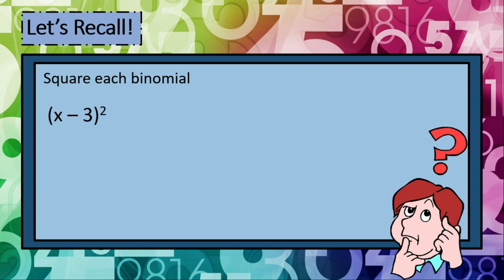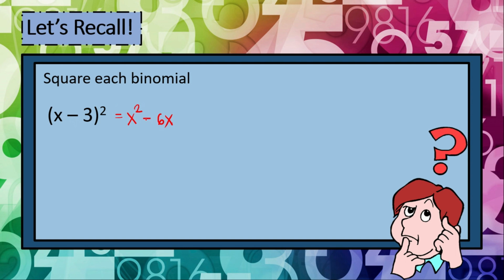Suppose we're going to square x minus 3 squared. If you still remember the steps, the first thing that we need to do here is simply square the first term. We have x times x, that is x squared. Next is to get the second term: twice the product of the first term and last term, which means x times negative 3, we have negative 3x, times 2, we have negative 6x.